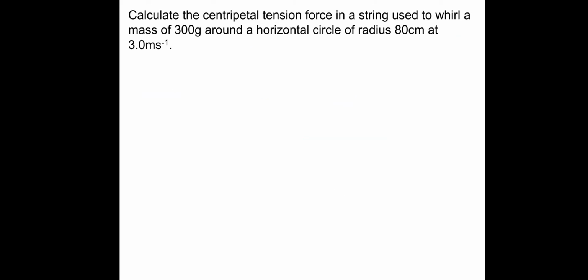If you want to have a go at this one, just pause. Calculate the maximum speed that a car of mass 1500 kilograms can go around a curve of radius 40 meters if the maximum frictional force available is 10 kilonewtons. So mv squared over r.